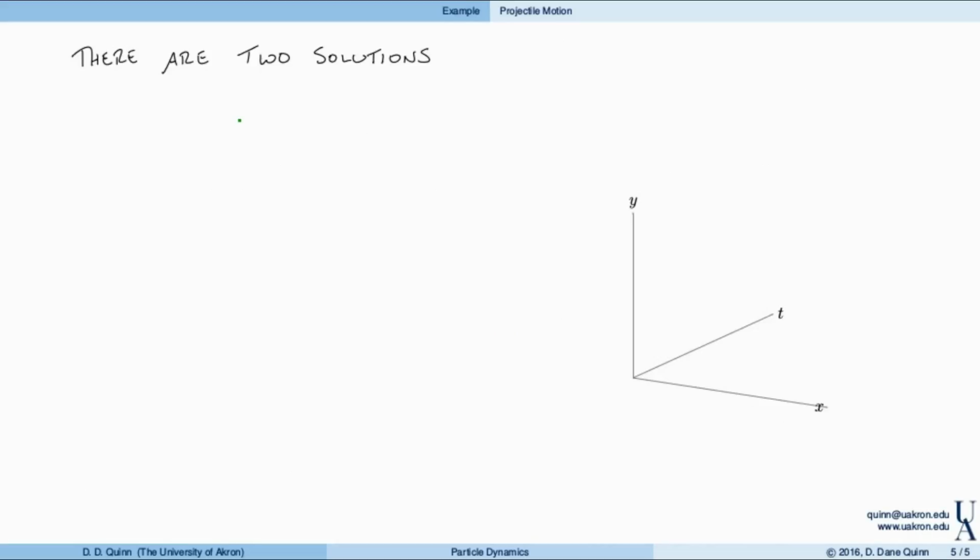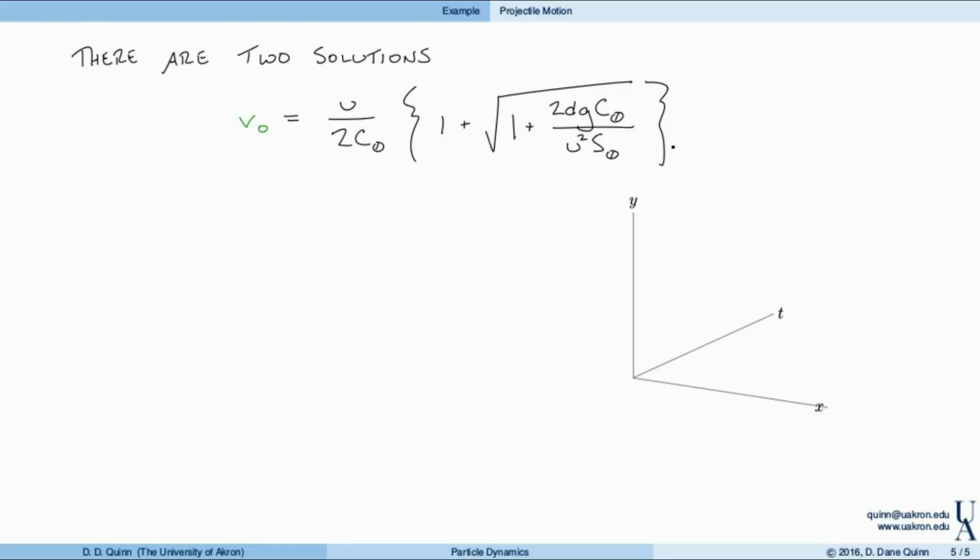So the solution that we choose here is v naught is equal to u divided by 2 cosine of theta times 1 plus square root of 1 plus 2dg cosine of theta over u squared sine of theta. So we found the velocity that leads to the ball landing in the cart. So now we can go back and solve for the time.